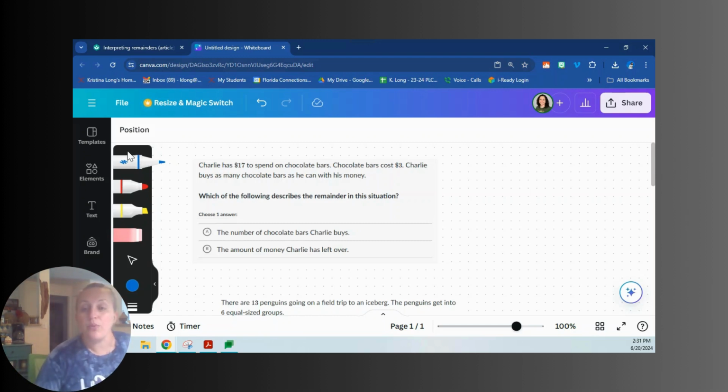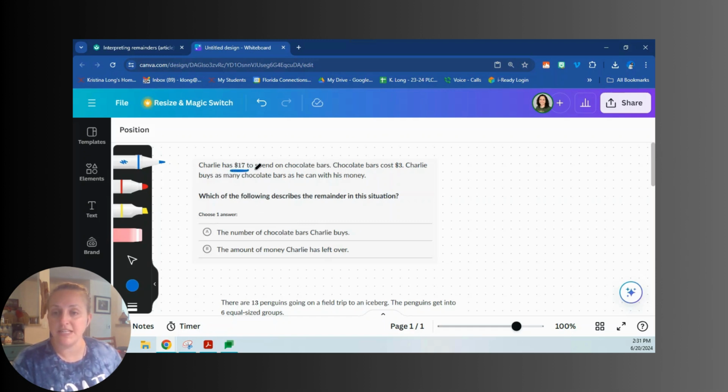And so what we want to know is, what can we do with that information? Specifically, what can we do with the remainder? What does the remainder mean? So let's take a look at some of these problems and see if we can identify the different parts of the problems. So Charlie has $17 to spend on chocolate bars.